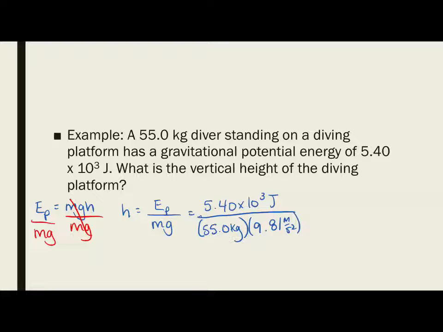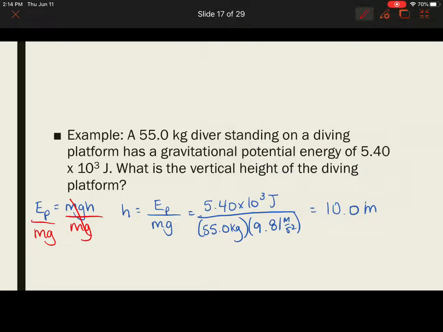So when you're typing this into your calculator, you're doing 5.4 times 10 to the 3. Then you're dividing that, and then you put a bracket and put 55 times 9.81 and end the bracket there. Okay? And that gets you, well, we need 3 significant digits, but isn't this nice? It's just 10.0. And that is meters. That's all we're looking for. So there we go. There is the height that they dove from.